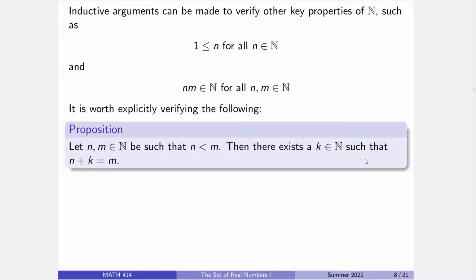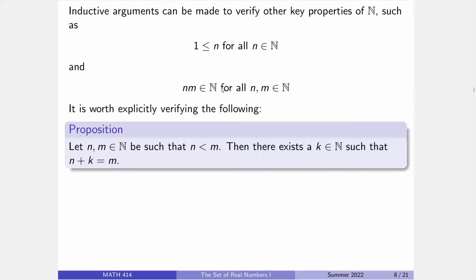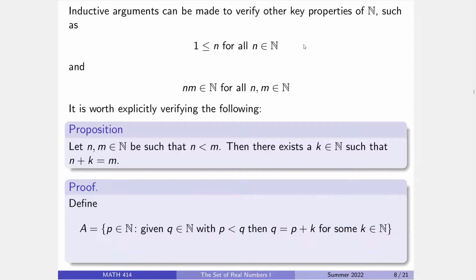And it's worth proving this because this is actually kind of a slick induction argument. These are pretty routine induction arguments, but this one is a little bit craftier. And like I said, this is a key fact for integers, so it's worth actually proving this. Alright, so we'll define the following set A: the set of natural numbers p so that given a natural number q that's strictly bigger than it, q is equal to p plus k for some k. I'm going to use induction to verify that A actually has to be the natural numbers.